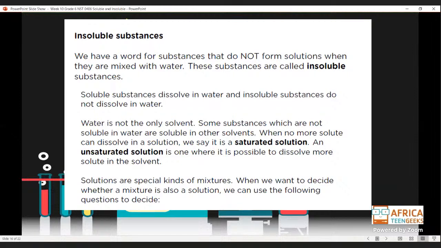Now, there are substances that don't form solutions when we mix them with water. Whereas the stalagmites and stalactites are mixed with water. The limestone is mixed with water, so therefore it forms a stalagmite and a stalactite. However, there are substances that are not soluble in water.